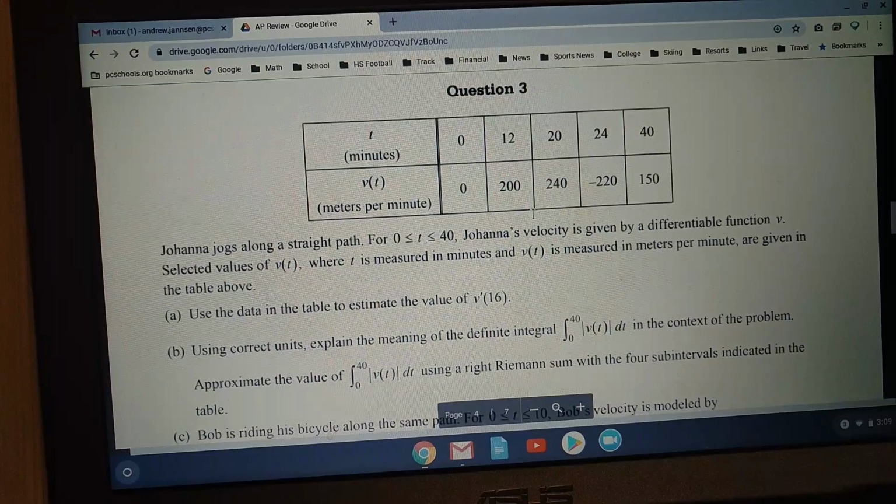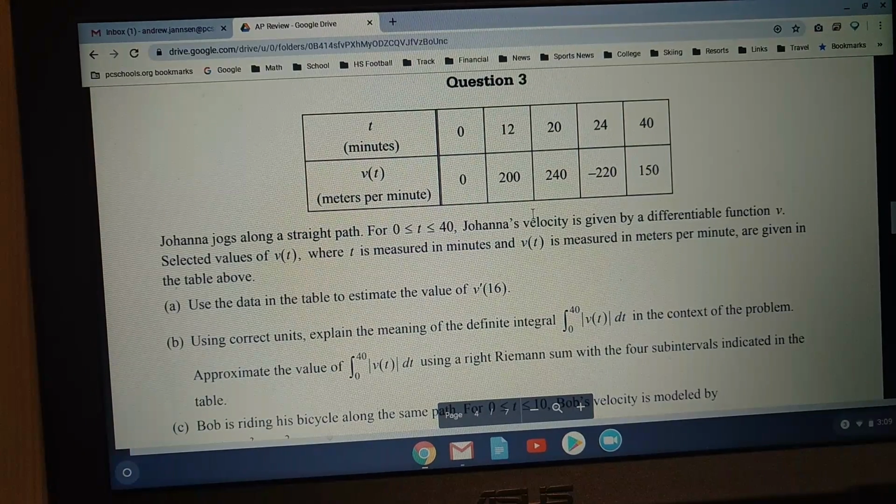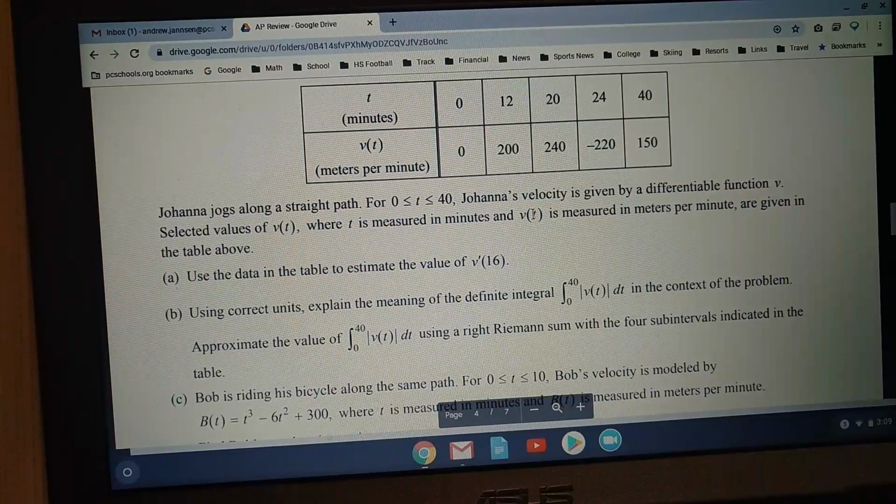Okay, question 3, we've got velocity values in a table. I can almost guarantee you they're going to want us to estimate position using a Riemann sum somewhere in here. So let's see what we've got here. Looks like they're going to ask us to do that in part A. So we have to, oh, never mind, sorry.